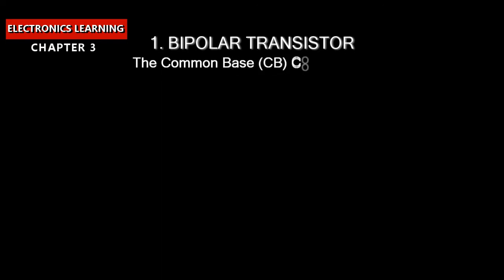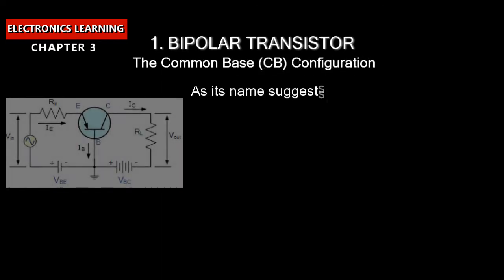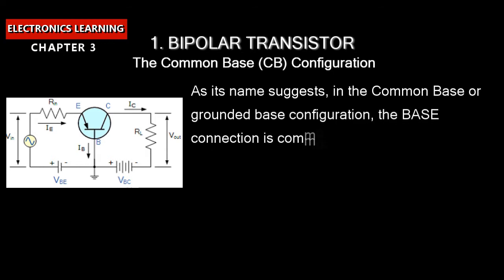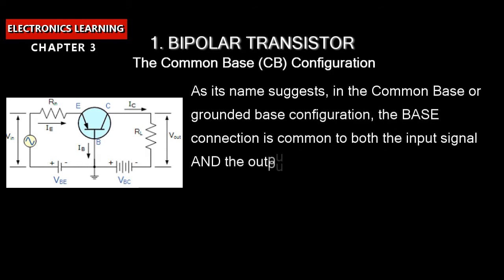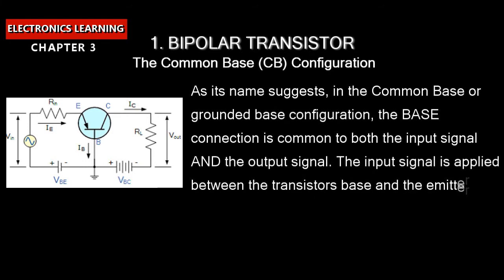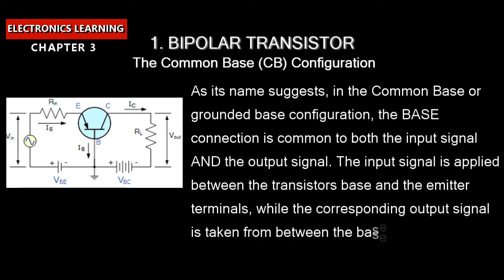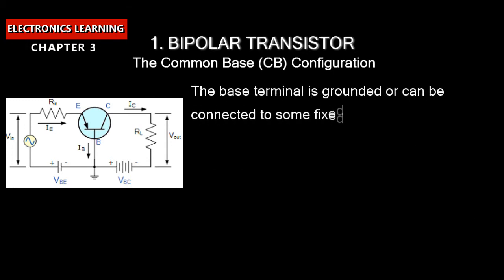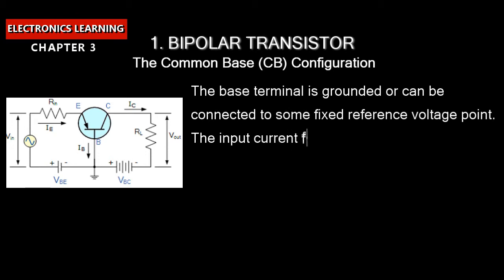The common base configuration. As its name suggests, in the common base or grounded base configuration, the base connection is common to both the input signal and the output signal. The input signal is applied between the transistor's base and the emitter terminals, while the corresponding output signal is taken from between the base and the collector terminals as shown. The base terminal is grounded or can be connected to some fixed reference voltage point.